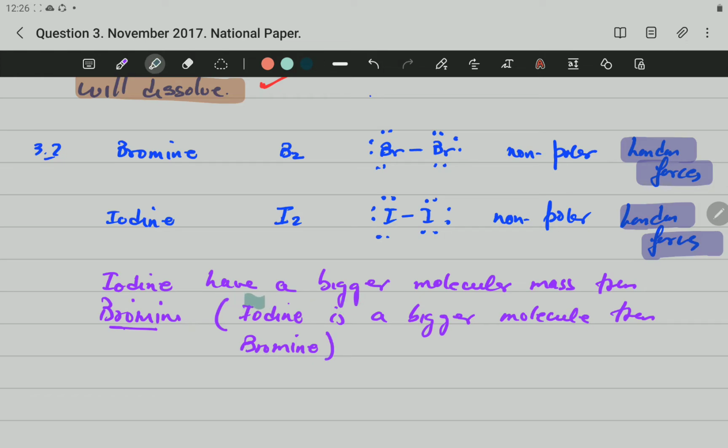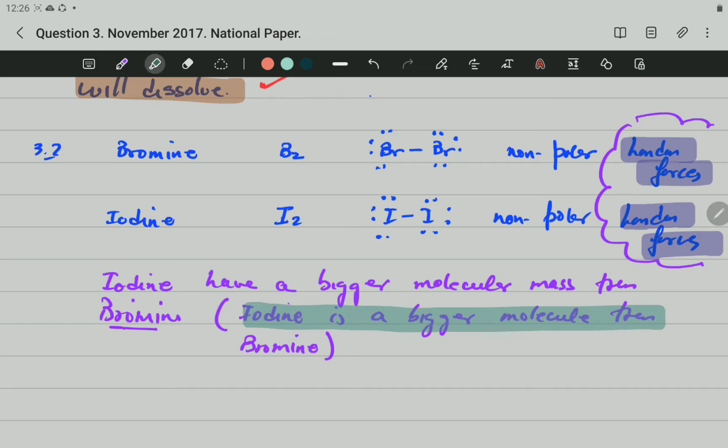Here, first of all, we identify that both of them have London forces. Second, what is different? Iodine is a bigger molecule than bromine. It has a greater mass or molecular mass, either one of them. Now, what follows from this? The bigger the molecule, the larger the surface area. The larger the surface area, the stronger the intermolecular force.